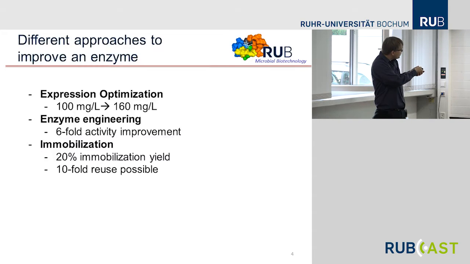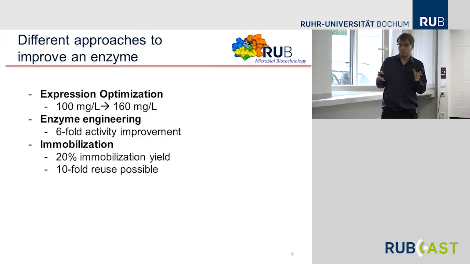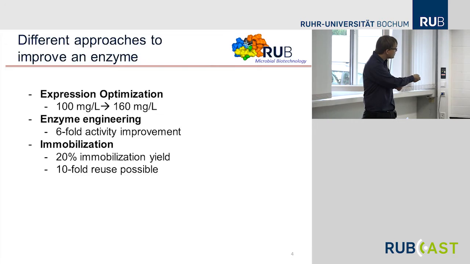Then, by enzyme engineering, we achieved a 6-fold activity improvement. This is very nice, because now we need 6 times less catalyst. But our collaboration partner immobilized the enzyme. He only got 20% immobilization yield, which is, I think, a fairly normal rate for an enzyme immobilization if you use cell-free extract, not purified enzyme. But he could use it 10-fold at last. So this is actually a 2-fold increase of the total turnover number.